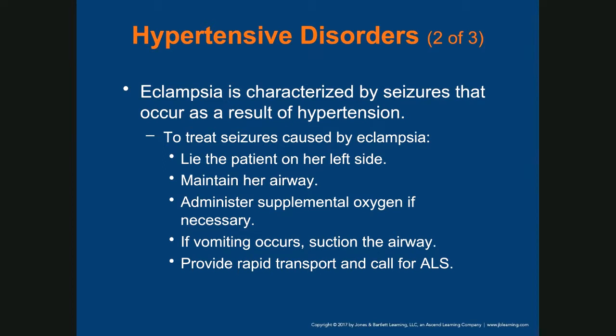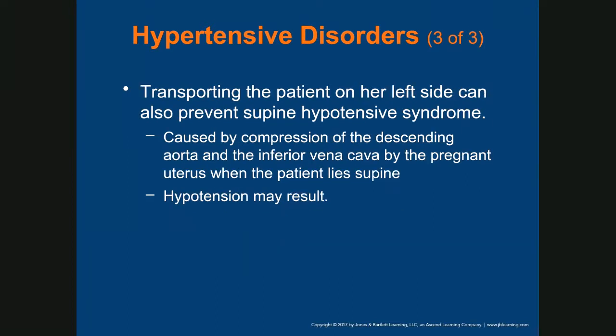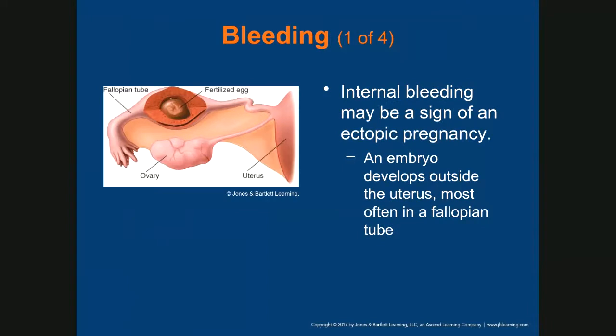All right, now transporting the patient on our left side can also prevent supine hypotensive syndrome caused by compression of the descending aorta and the inferior vena cava by the pregnant uterus when the patient lies supine. So hypotension may result. We try to avoid putting them supine if they are close to full term.